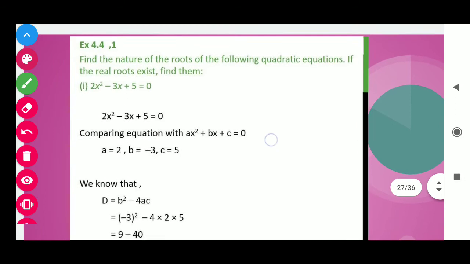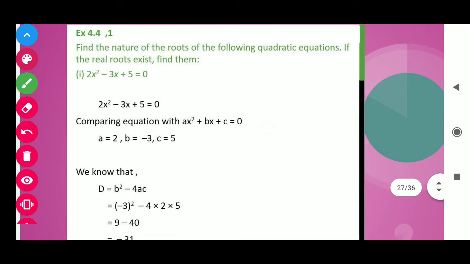Here we have exercise 4.4. Let's start exercise 4.4 and question number 1. Find the nature of the roots of the following quadratic equations if the real roots exist and find them. Students, हमें सबसे पहले nature find करना है roots का. That means we have to find out the value of discriminant, whether it is 0, greater than 0 or less than 0. After that, if roots exist, then find the roots.